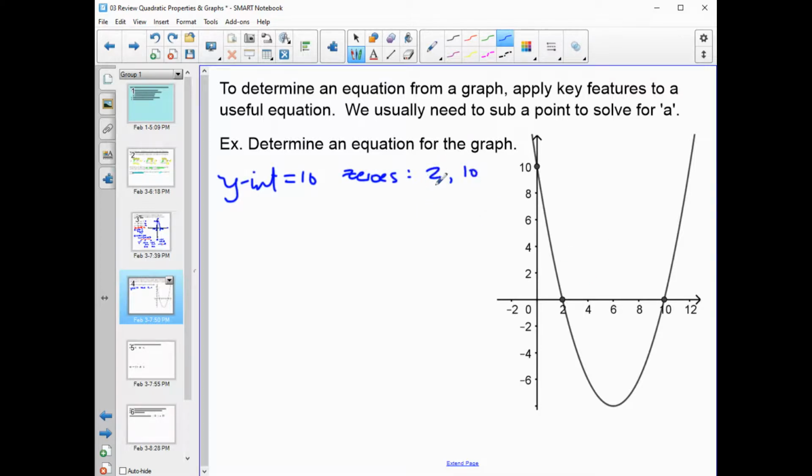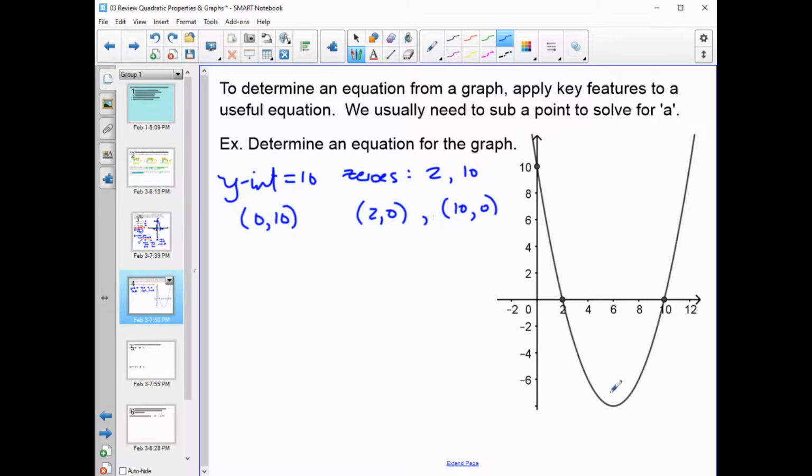Now notice how I wrote this, 2 comma 10, I'm listing two different numbers. I did not put brackets around this. If I put brackets around this, it would look like a point, x comma y. Instead, I'm talking about 2 comma 10. Another way I could write this would be as points. So I've got the y-intercept, which is at 0 comma 10. I have zeros, which are at 2 comma 0 and 10 comma 0. So notice the distinction in those two different ways of writing the same information.